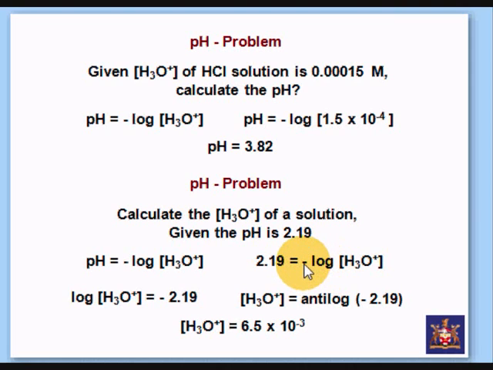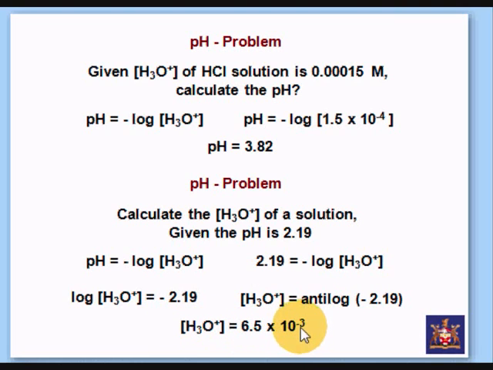So the negative goes first, and here you have it right here, negative 2.19. We've still got the log on the left, log of hydrogen ion concentration. To get H3O, you've got to do an anti-log as per usual for this. When you switch sides, you've got to do the inverse. And the anti-log of minus 2.19 is your hydrogen ion concentration, 6.5 by 10 to the minus 3.